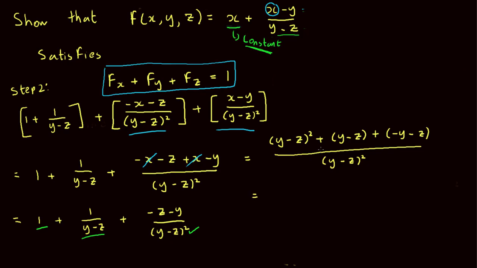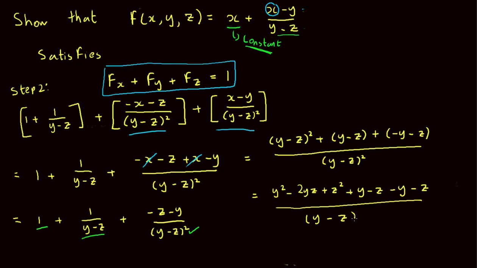So how do we do this? Of course, we have to factorize and open everything. So it becomes y squared minus 2yz plus z squared, plus (y minus z) minus (y minus z), over (y minus z) squared. So we can obviously cancel out the common terms. We can definitely cancel out y right here.